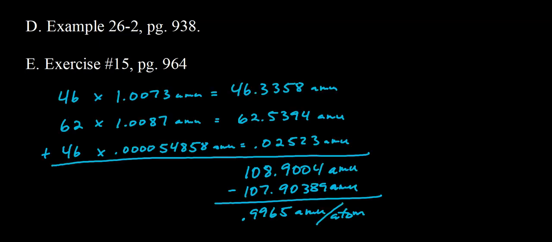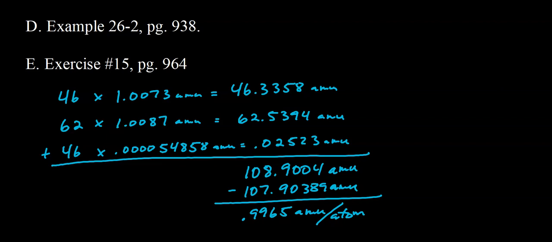All right, so here is our setup. Take the sum of the parts. So we got 46 protons, 62 neutrons, and 46 electrons. Using their masses, we add all of that up. So the sum of the parts is 108.9004. I think we want 4 digits after the decimal in our answer when we're adding those values.